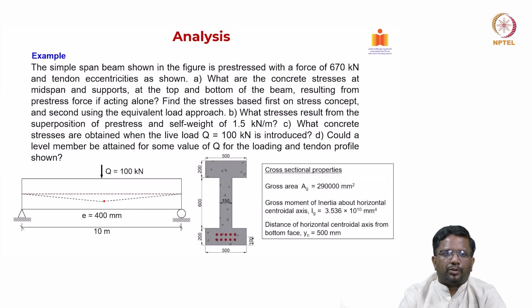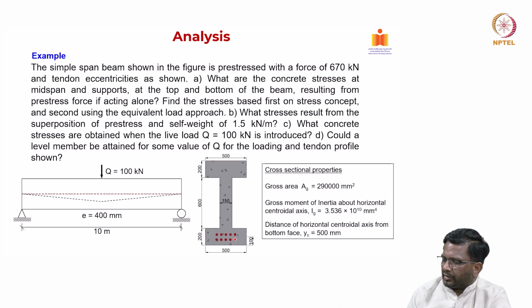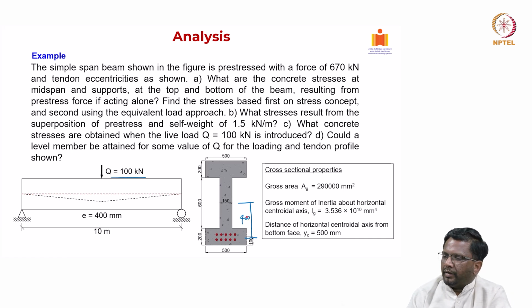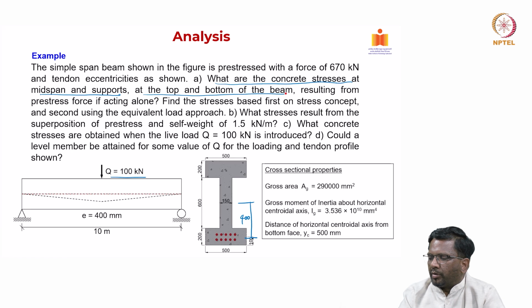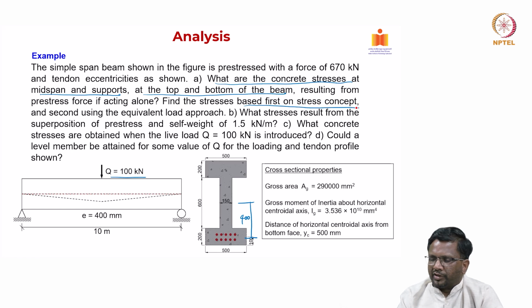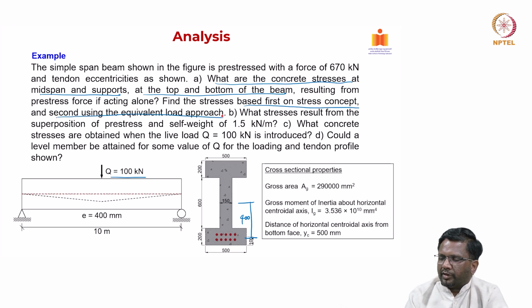Okay. So, now let us quickly go through an example problem, and let us see how to use the 3 concepts that we have learnt in this lecture. Again, I am taking the same cross section, 500 mm by 1000 mm I section with a web thickness of 150 mm, and with the area of pre-stressing steel also given here, and it is subjected to, let us say, 100 kilonewton, and eccentricity is at a distance of 400 mm. And what is it that we are trying to see? What are the concrete stresses at mid span and supports at the top and bottom of the beam if the pre-stress only is acting, okay. First, we need to find the stresses based on the stress concept, and the second one using the equivalent load approach. That is question A.